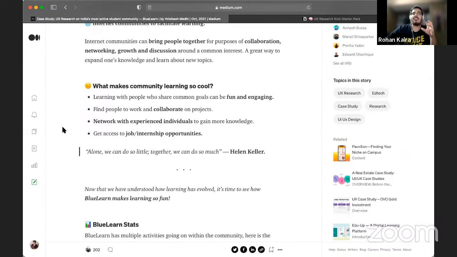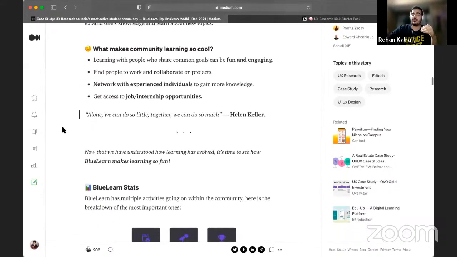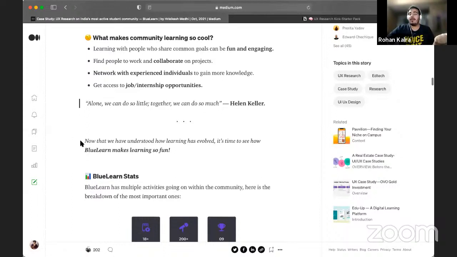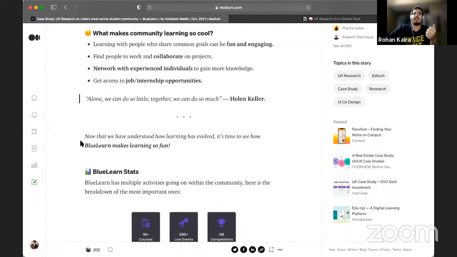They are making it fun. You find like-minded people to interact with, to chat with, which is fun and engaging. You collaborate on different projects. If you are a designer, you find other designers with whom you can collaborate. If I'm a product designer, I need a logo designer. You can collaborate, you can network with amazing people, which probably wasn't possible in an offline space, right? Because they're living in a different city. You can get access to job and internship opportunities just sitting at home, right?